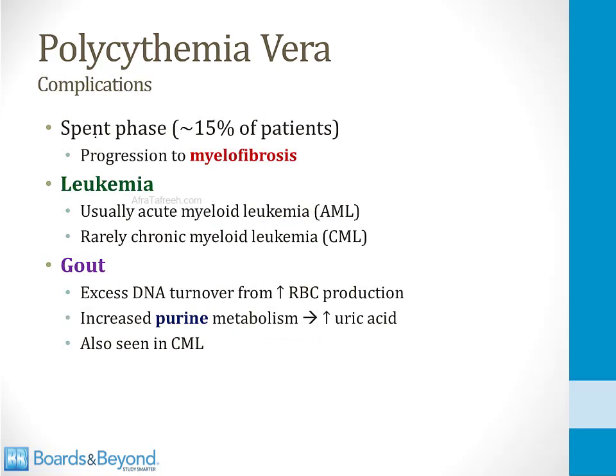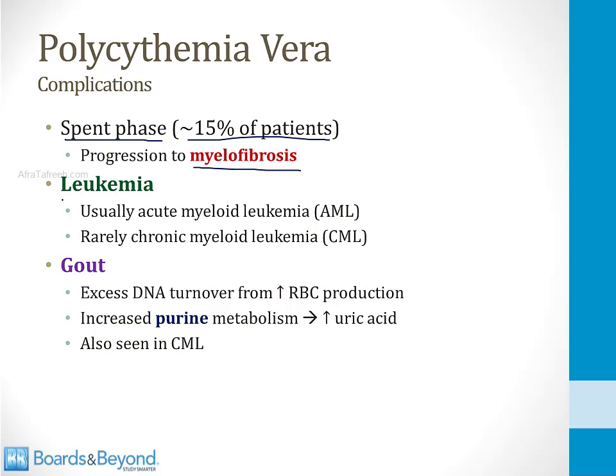There are a number of complications of polycythemia you should know about. The first one is progression to the spent phase. This happens in about 15% of patients. The excessive replication of progenitor cells in P. vera leads to the bone marrow becoming burned out. It develops fibrous tissue filling up the bone marrow. This is called myelofibrosis, and this leads to bone marrow failure.